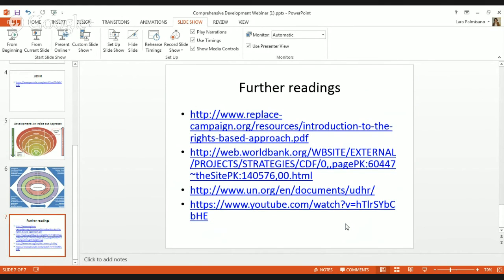Here are some further reading resources which I include, especially the first one, which will bring a lot of information about the difference between the need-based and the rights-based approach. Second, I refer to the World Bank resource, which brings the Comprehensive Development Framework. And then there's a lot of discussion in the UN on the rights-based approach also. And then definitely the United Nations Universal Declaration of Human Rights, which is UDHR, which is a very guiding principle for all those development efforts. So this is all the sharing which we had today.